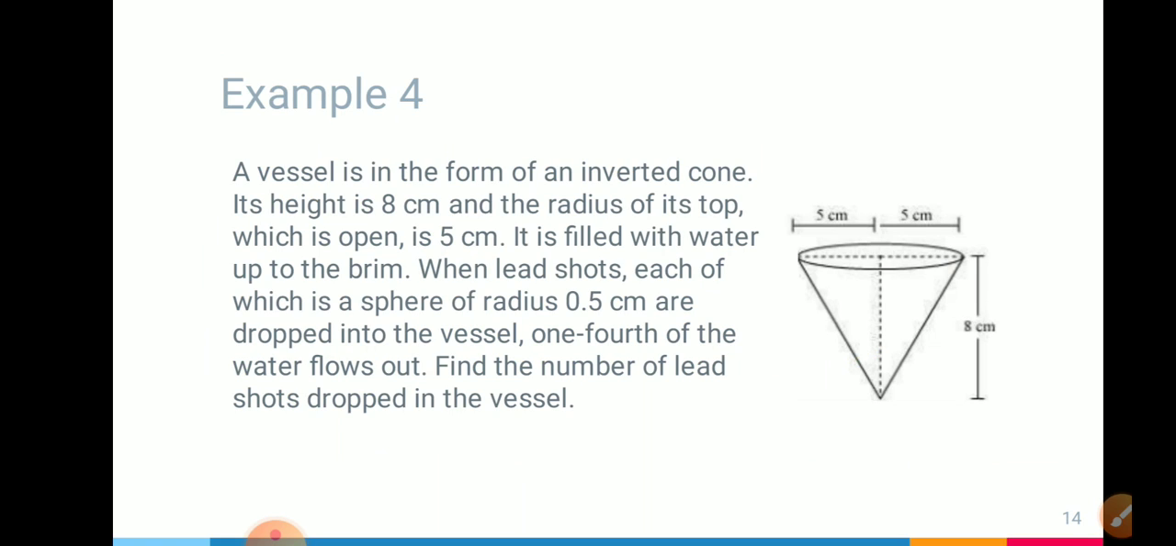Next example, a vessel is in the form of an inverted cone. Its height is 8 centimeter and the radius of its top, which is open, is 5 centimeter. It is filled with water up to the brim. When lead shots, each of which is a sphere of radius 0.5 centimeter, are dropped into the vessel, 1/4 of the water flows out. So you need to find the number of lead shots dropped in the vessel.